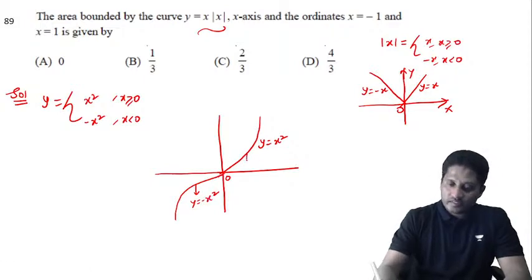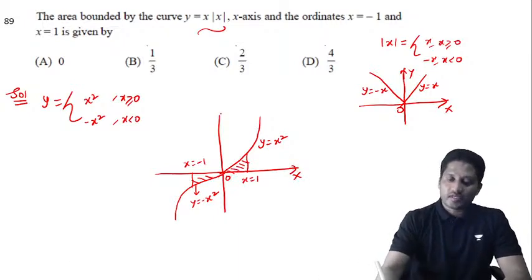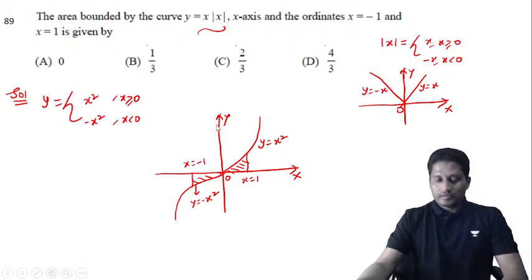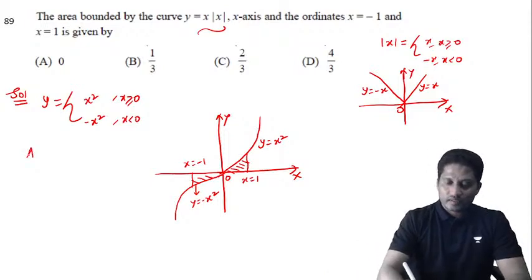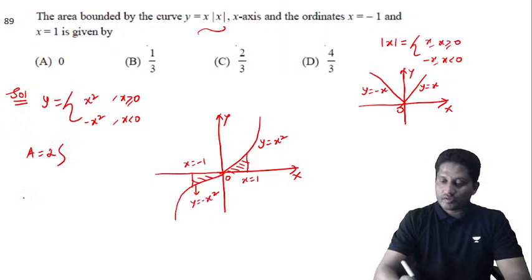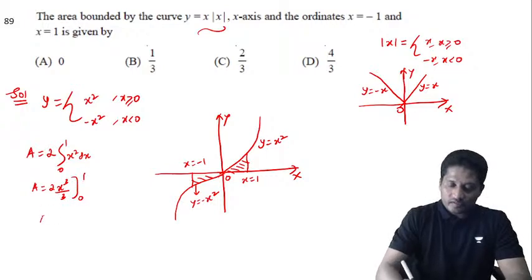Right, and then this is x is equal to 1. This is x is equal to minus 1. This area I'm supposed to find out. It's already symmetric. I'll find out only in the first quadrant, multiply by 2. So area is equal to 2 times integration of 0 to 1, x square dx. Integration of x square is x cube by 3, between the limits 0 to 1. So this is 2 by 3. Upper limit 1, lower limit is 0, which is equal to 2 by 3.